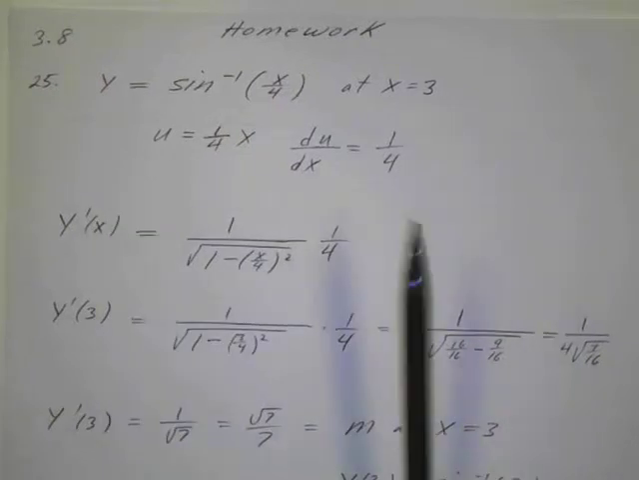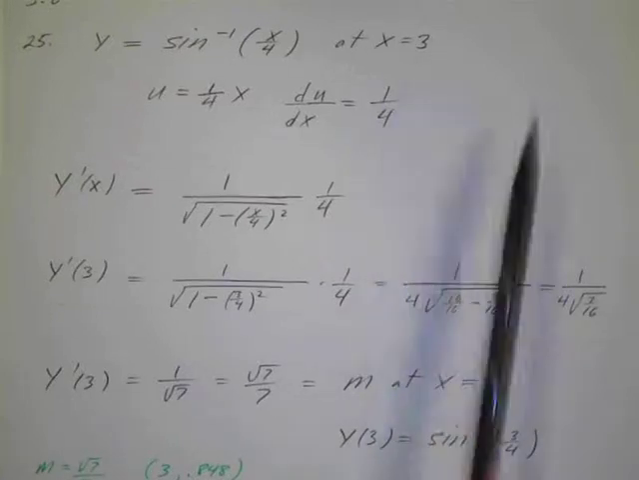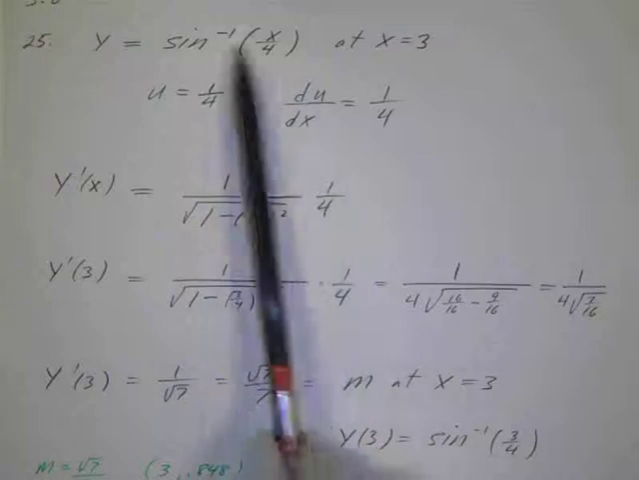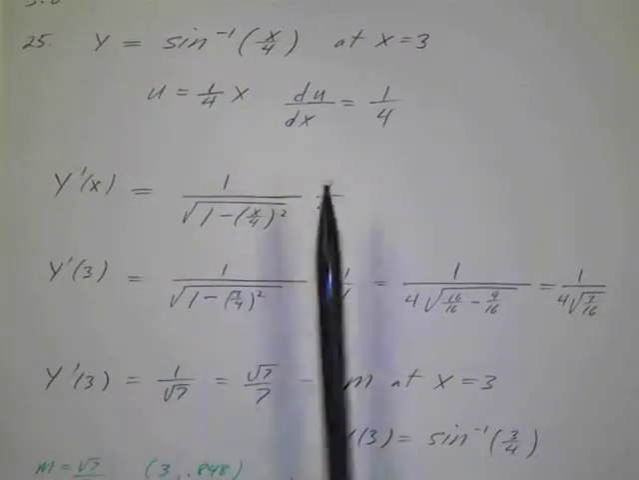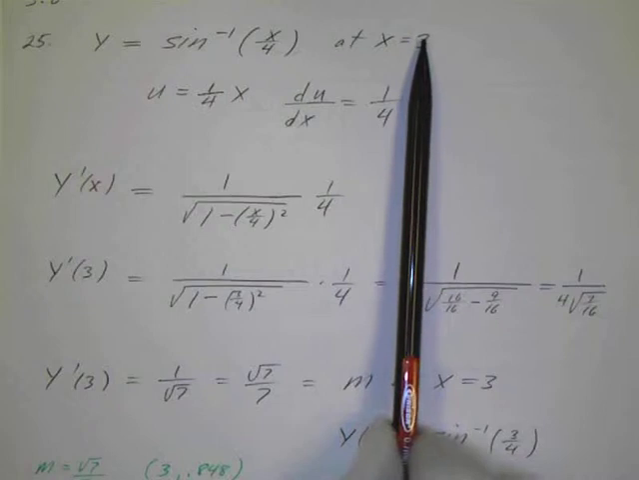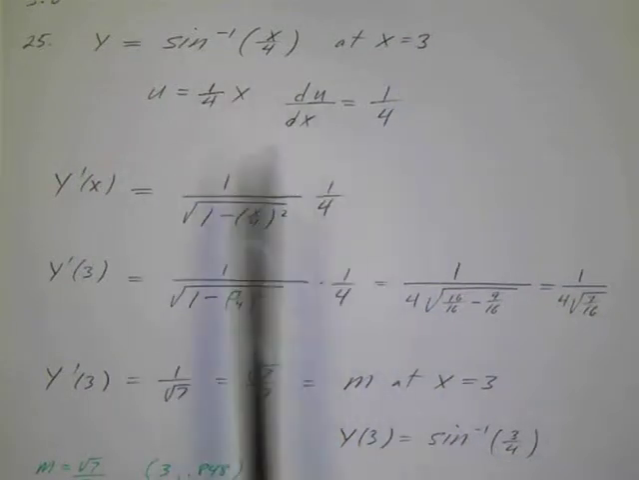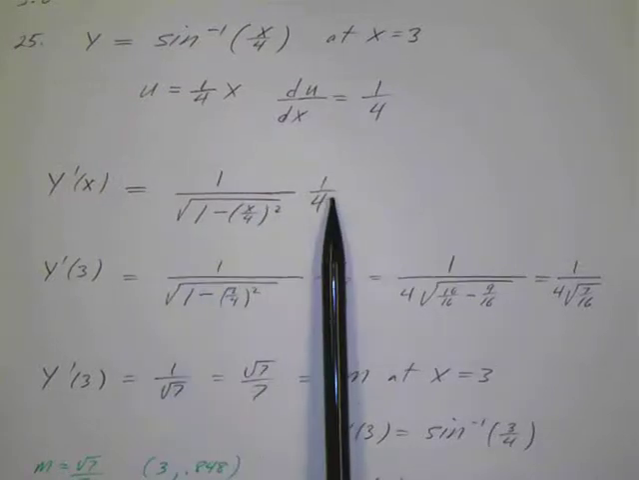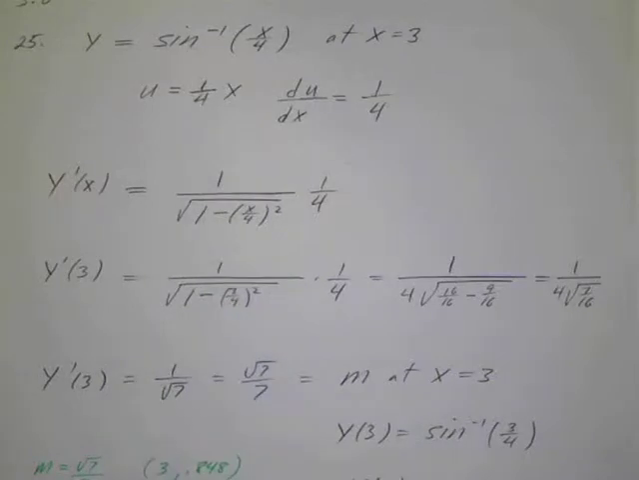So we'll go ahead first of all find the derivative. Probably have to use my calculator on this one to evaluate some of these numbers, but let's go ahead and find the derivative first. So again, to find the slope at this point, we have to find the derivative and evaluate it at x equals 3. So the derivative is going to be 1 over the square root of 1 minus u squared times du dx. That's going to be the inverse sine formula.